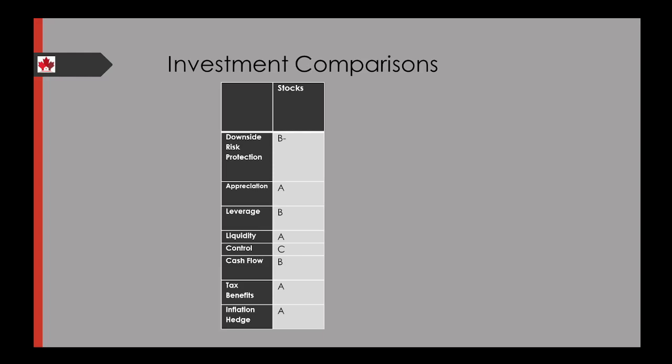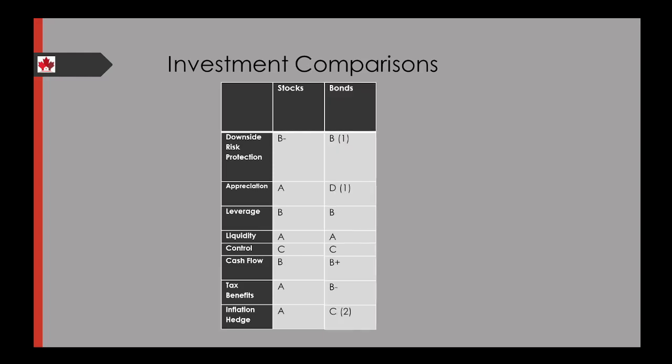Moving on, we are going to look at bonds. So downside risk protection, I give it a B. They can lose value as interest rates go up. Otherwise, they're generally pretty safe.